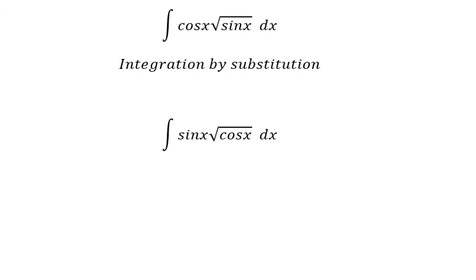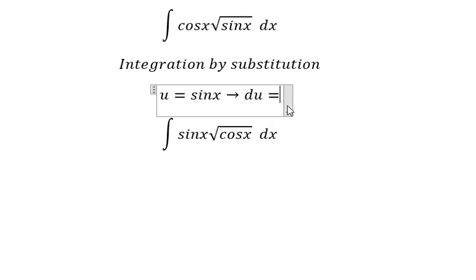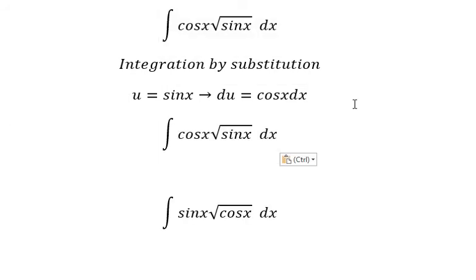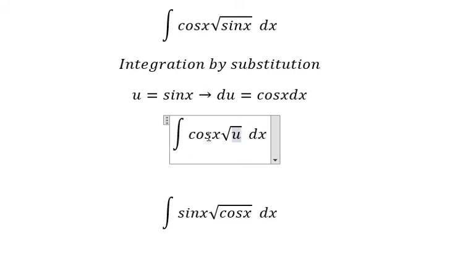So I will put u equals sin x. If we first take the derivative of both sides, you get cos x dx. This one we change by u. Cos x dx we change by du.